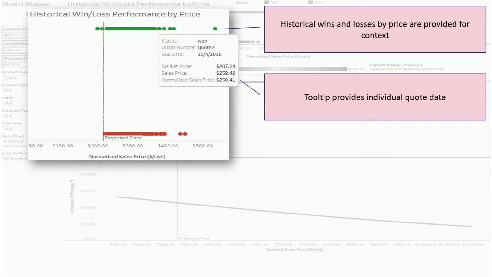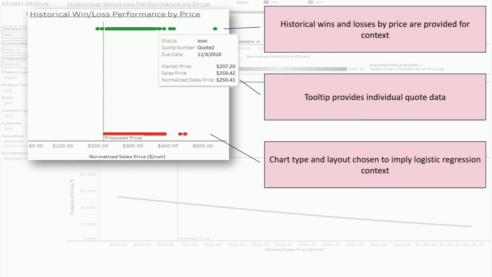Because we really have a binary variable. Either you won the quote or you lost. So why are we showing it this way? And the answer is to start to give the user an idea of the model that's going to be built underneath. We're going to be using the logistic regression model because we're trying to predict wins and losses. And though we're not expecting the user to fully understand how a logistic regression model works, they probably understand how a linear regression model works from a middle school or high school class.